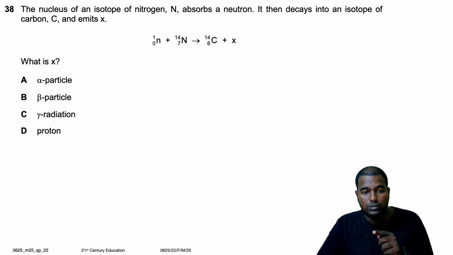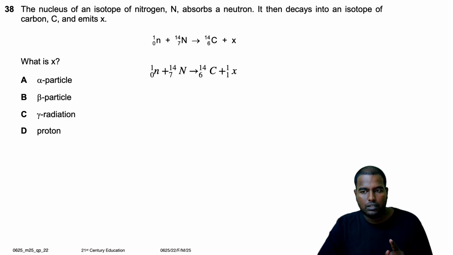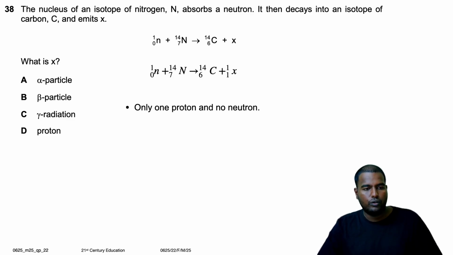On this side it is C 14. So X should have 1. Down it is 0 plus 7. Here it is 6. So it also has 1. So it's 1, 1. So 1 proton, no neutron. Remember, the top number is proton number plus neutron number. So it's just 1 proton. So what is that? A proton. D.